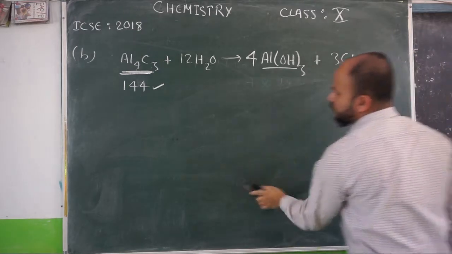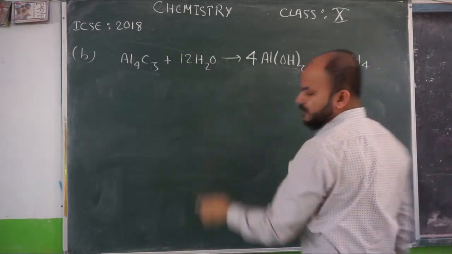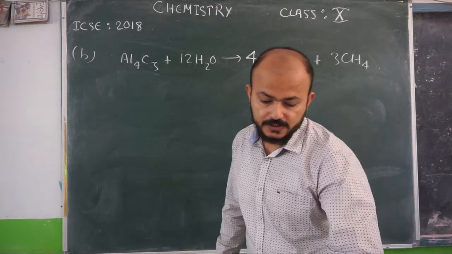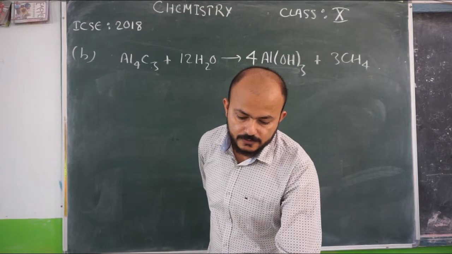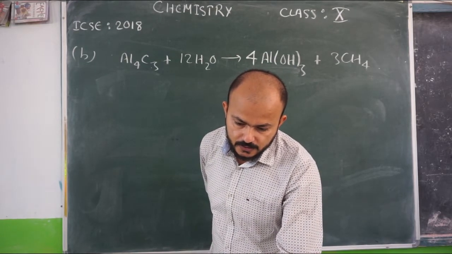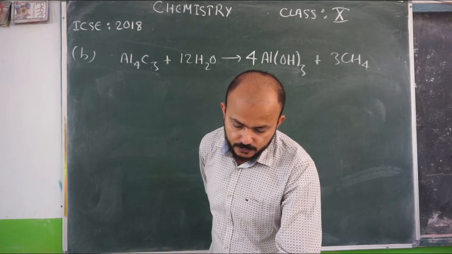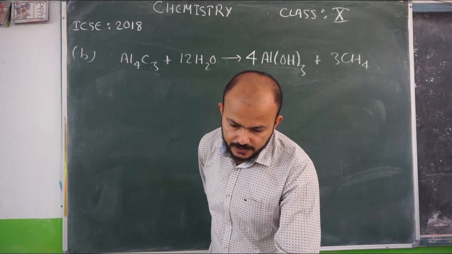Now look at the next question. In the next question also, the same equation has to be taken. And what have they asked? What volume of methane at STP is obtained from 12 gram of aluminium carbide? So here they have asked you what volume of methane will be produced from 12 gram of aluminium carbide?